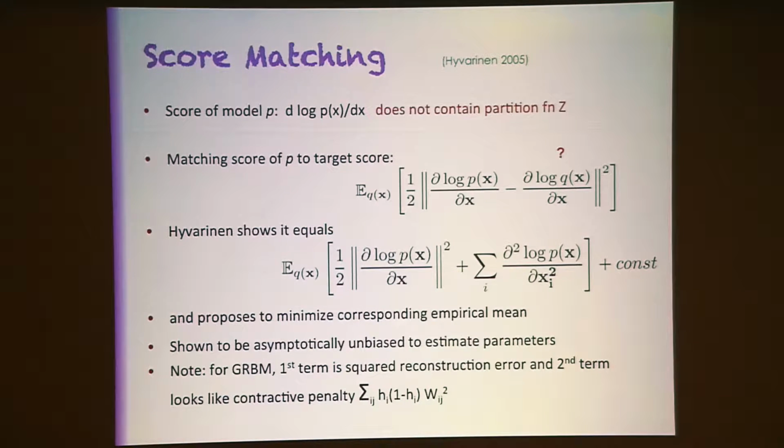What about that thing? Well, it turns out in the case of the Gaussian RBM, it's this. So h_i is the output of a sigmoidal hidden unit. And this happens to be almost the same as the contractive penalty we use for contractive autoencoders. So all of these different methods are very strangely very close to each other.